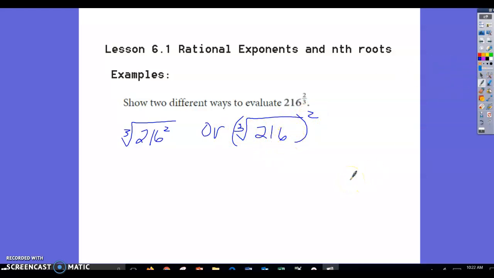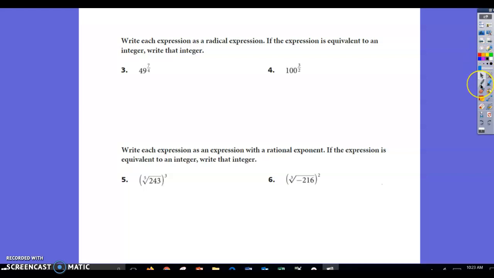Also, if you remember, I told you you could also put it in your calculator as 216 raised to the 2/3 power, and if you do that in your calculator, you would also get the result that you want. So there's 3 different ways. All right, let's move on to the next examples here.